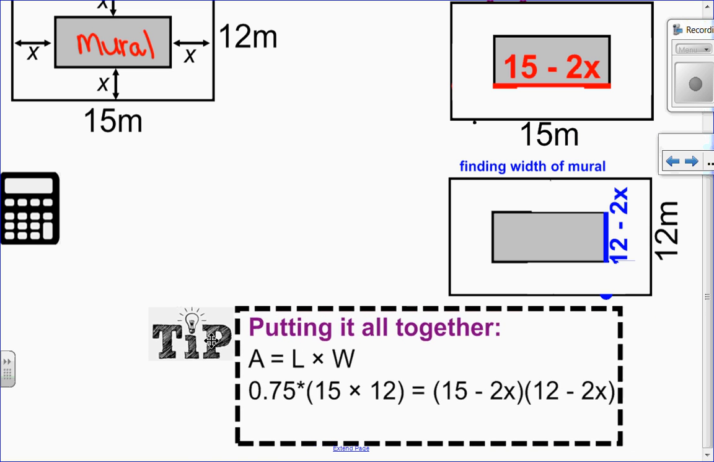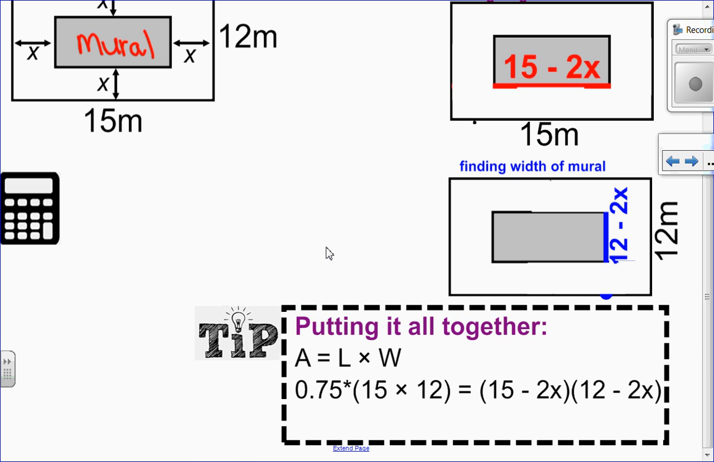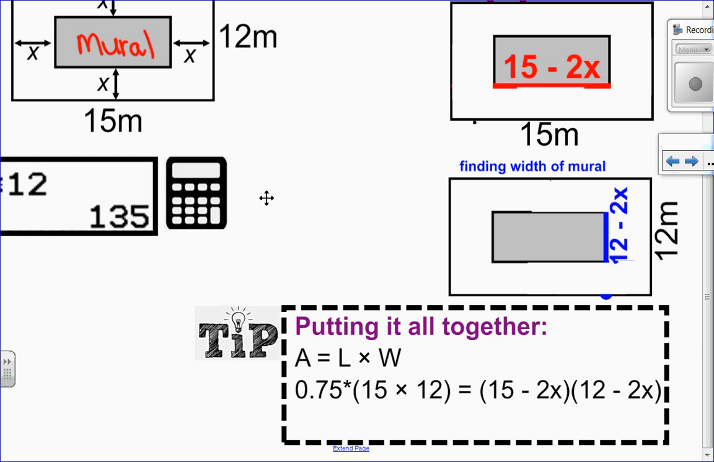Okay, so putting it all together, area is length times width. Now area was 75% of the original wall. So look what I did here. 75% of 15 times 12, that's the original area, is equal to length times width. So a length of 15 minus 2x times a width of 12 minus 2x. So we're going to go ahead and simplify it into a quadratic so that we can then use the quadratic formula to help me.